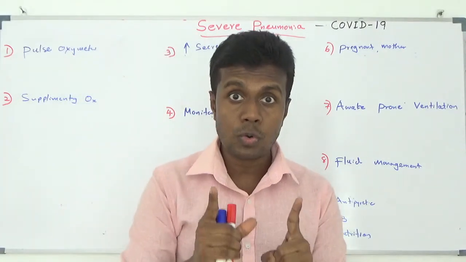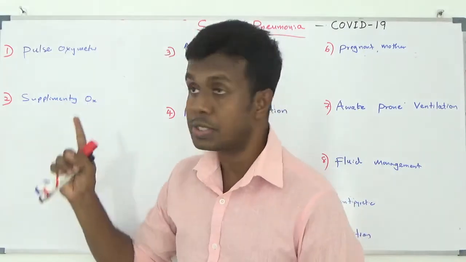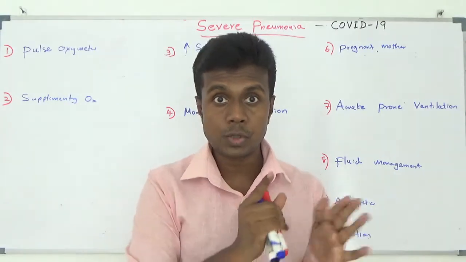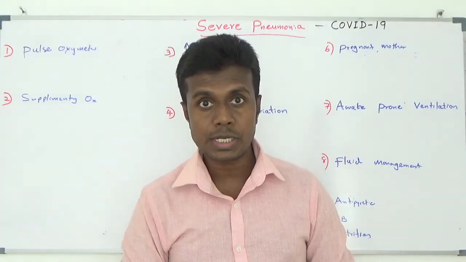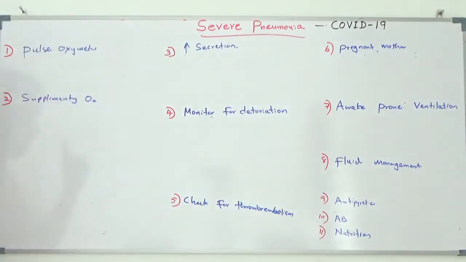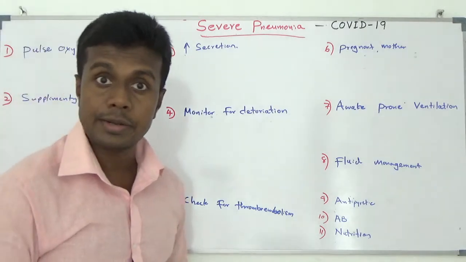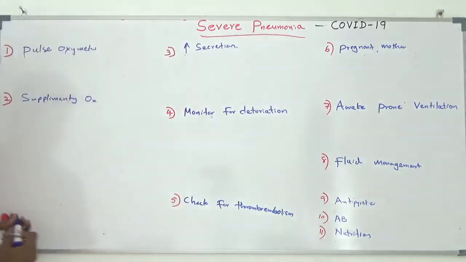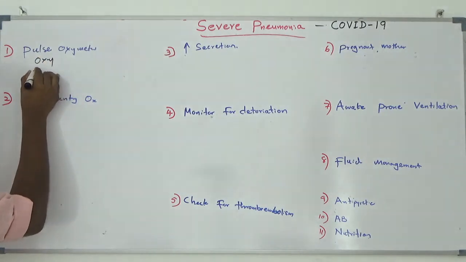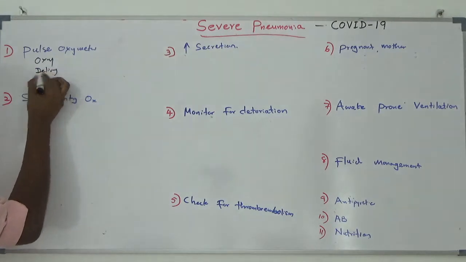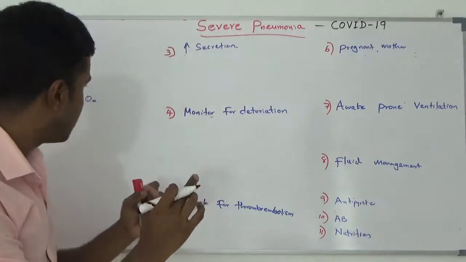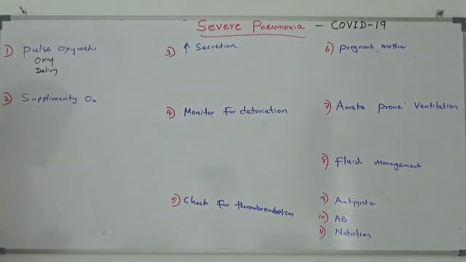To manage the severe COVID-19 patient, you should have a pulse oximeter, number 1. Why? Your cutoff limit from non-severe to severe is room air saturation less than 90. Not only that, you should have an adequate amount of oxygen supply and oxygen delivery system. You should have a pulse oximeter, oxygen, and a delivery system. Delivery system means face mask and tubing system. After that, I am going to deliver oxygen to my patient.